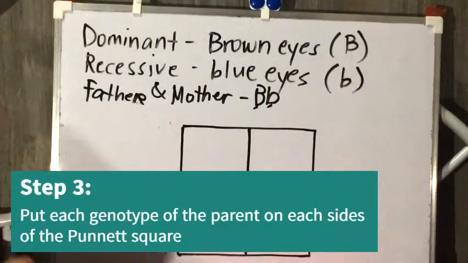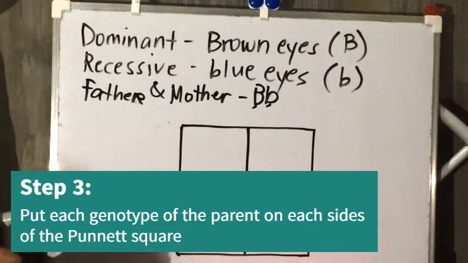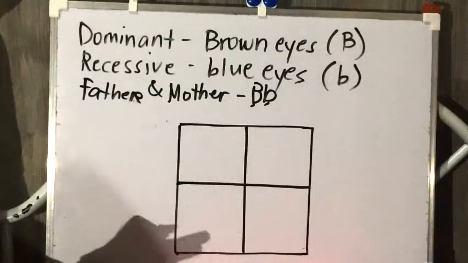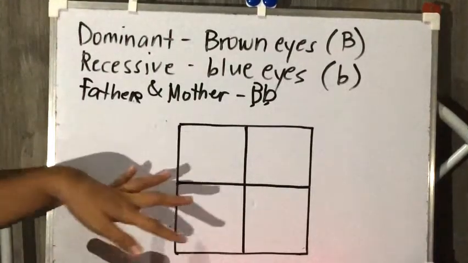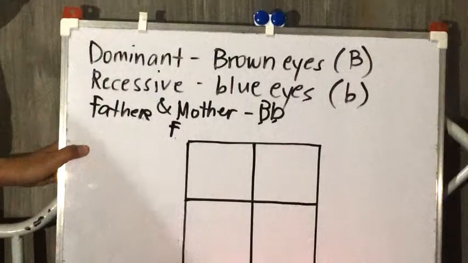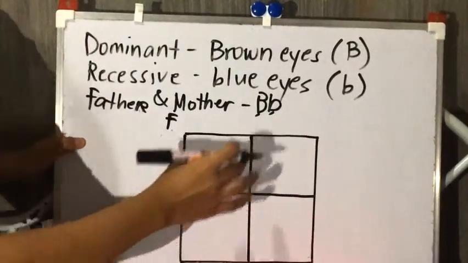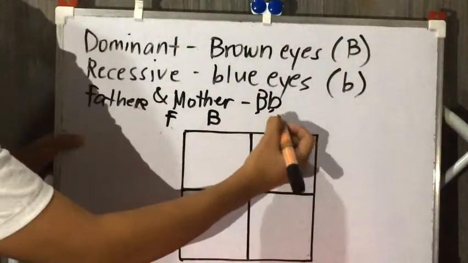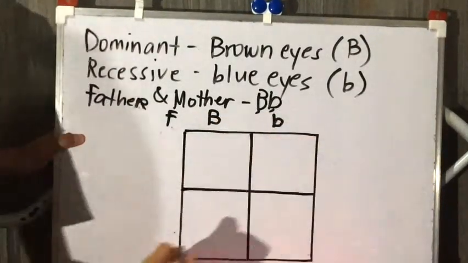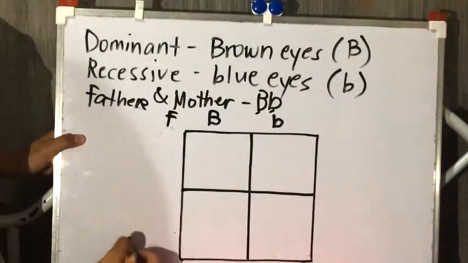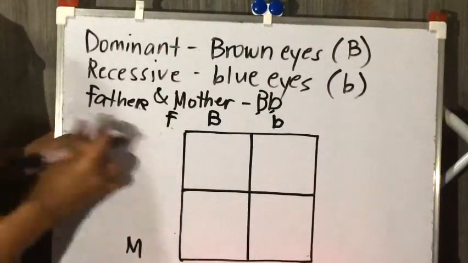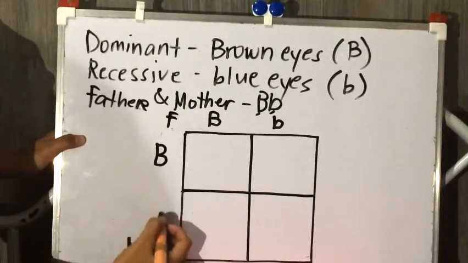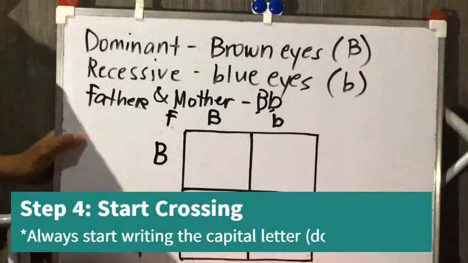Step 3, put each genotype of the parent on each side of the Punnett square. There are 4 boxes or quadrants in a monohybrid cross. So we have here 4 boxes. For the father, we have heterozygous, so put the dominant here and recessive here. For the mother, also heterozygous, so dominant will be placed here and recessive will be placed here.